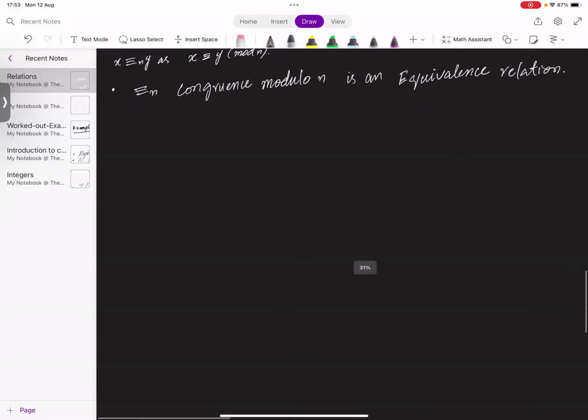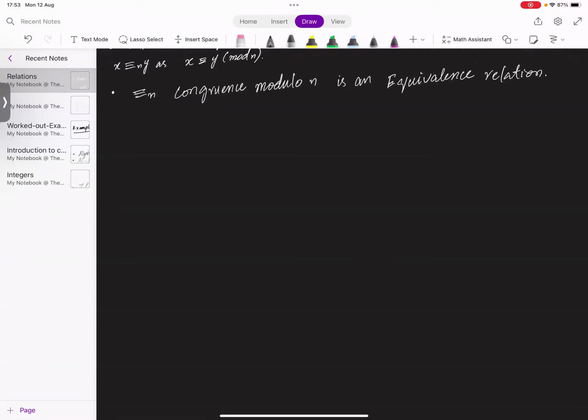Now we will give the definition. So the definition 1.3.12 is that let E be an equivalence relation. A relation is an equivalence relation if it is reflexive, symmetric, and transitive.